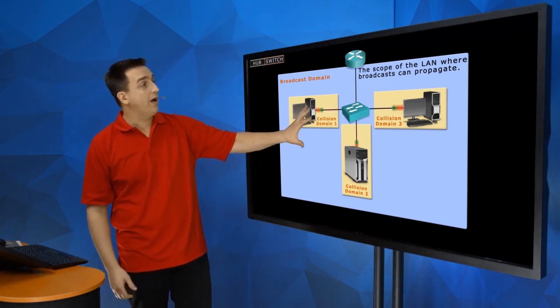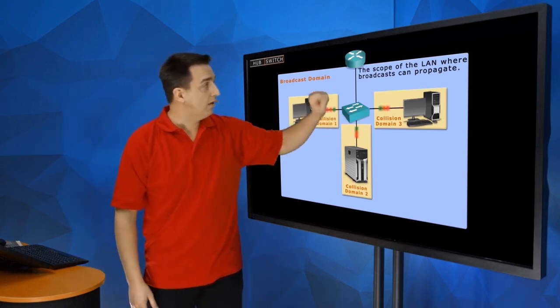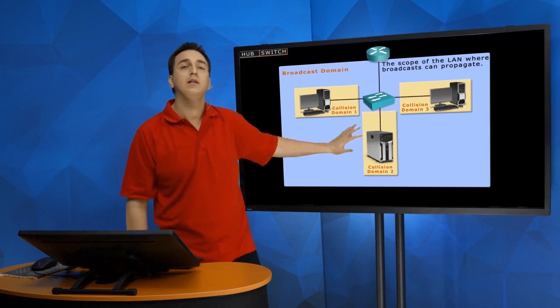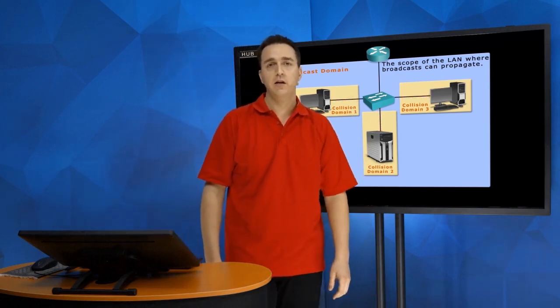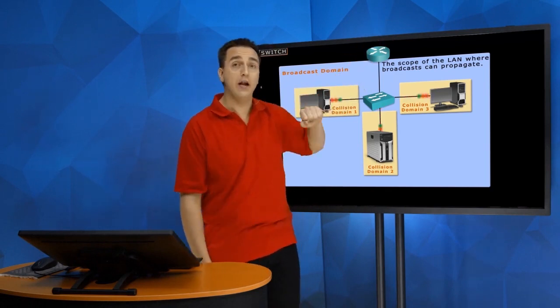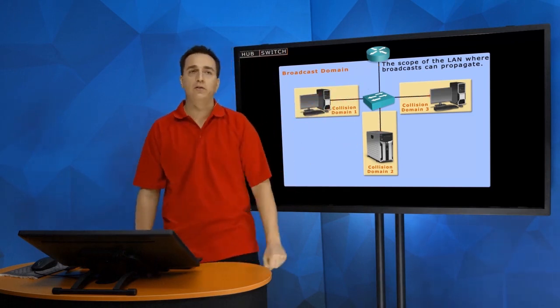And it's going to go to where? Everybody. So our PC over here gets it, our router gets it, our server gets it. Let's say the server is the DHCP server. Well, only the DHCP server responds in that case. But would the broadcast have gone out past that router? No, because the broadcast would stop at that router interface.